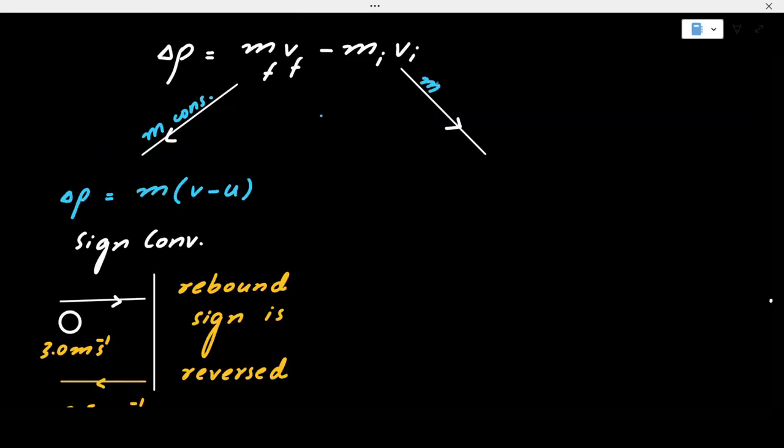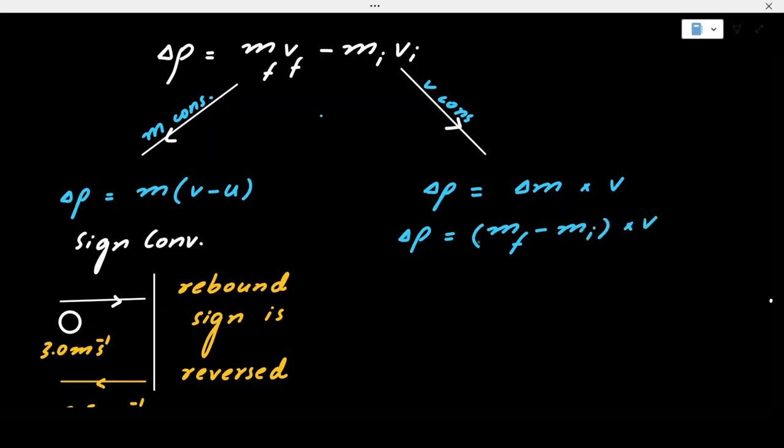Mass changes and speed remains constant. So you can use the formula this way: delta P equals delta m times v, because speed is constant, so it's not v minus u, and then it can be used as final mass minus the initial mass times the speed, if mass is changing and speed is constant. We use it this way.